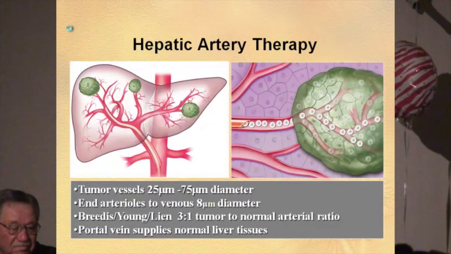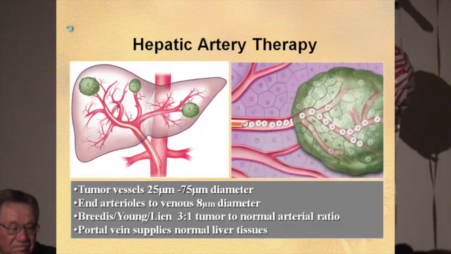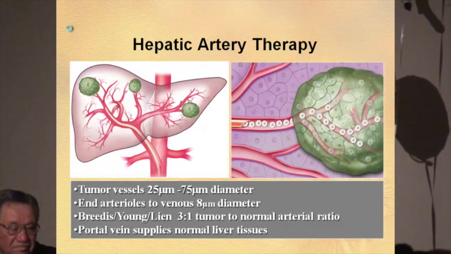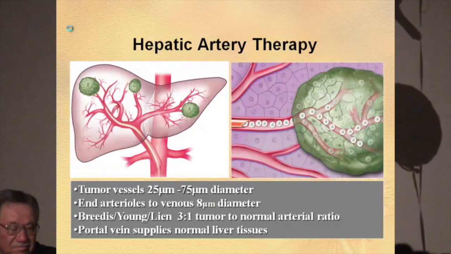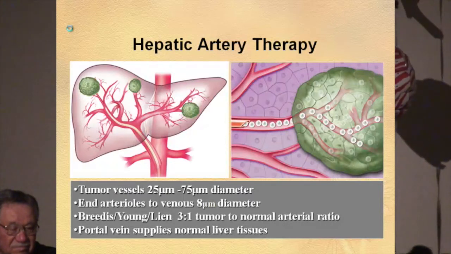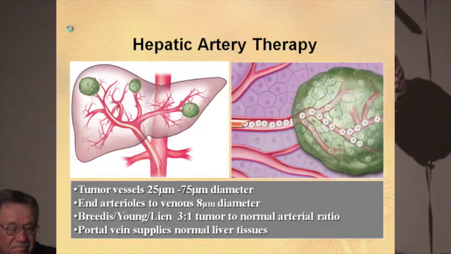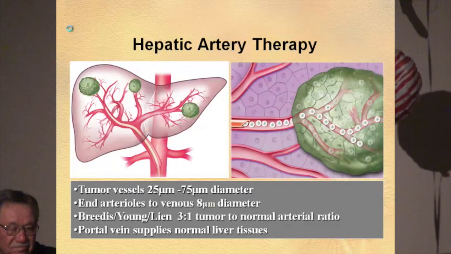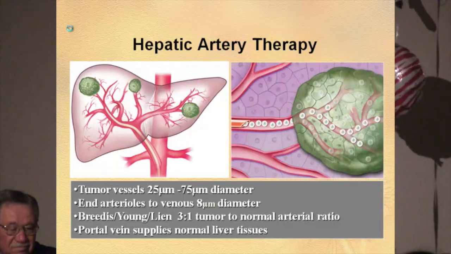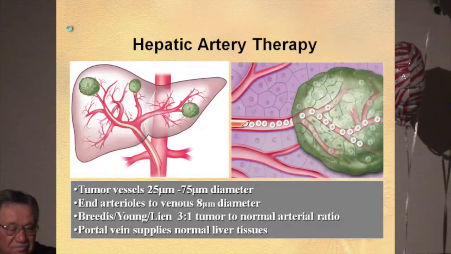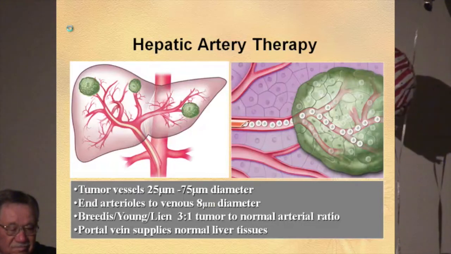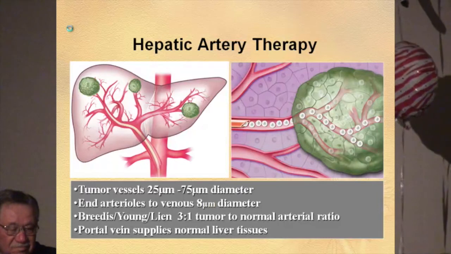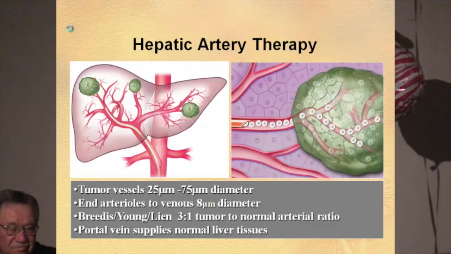What's unique about the hepatic artery? Well, the liver has a dual blood supply. It gets about 80 to 90% of its blood from the portal vein, which is deoxygenated blood that drains from the gut back up into the liver. It also has another blood supply, which is the hepatic artery. The tumors are relatively smart, and they know that they need oxygenated blood with nutrients that come from the artery. So even though a large part of the blood supply to the liver comes from the vein, the tumors derive up to 80 to 90% of their blood from the hepatic artery.